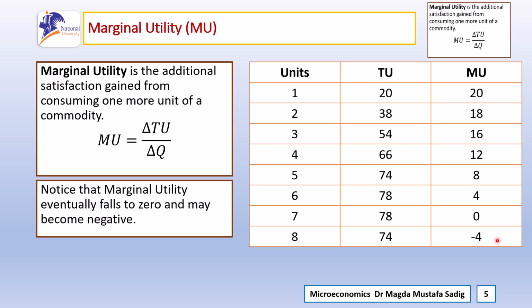This means marginal utility can become zero and negative. Zero means consuming another unit provides no extra satisfaction. So if consumption continues, marginal utility becomes negative. In other words, additional consumption actually makes the consumer worse off. This explains why people eventually stop buying or consuming the same product.